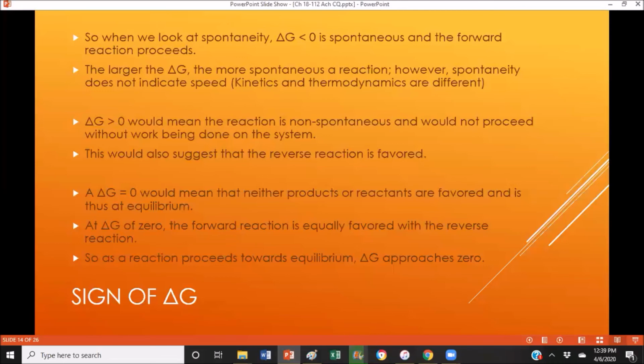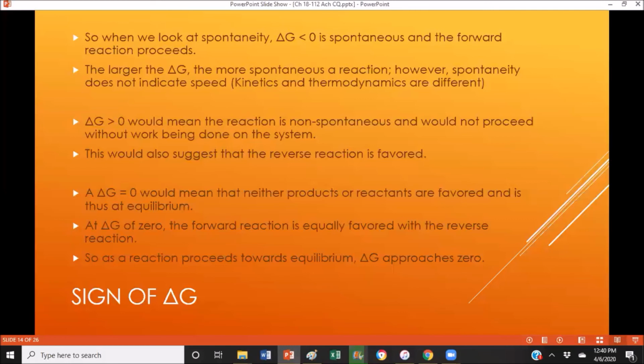Now the opposite, if delta G is positive, a big positive number, this is a non-spontaneous reaction. So it does not want to go forward. It means the reverse reaction would proceed without work being done. So for example, a weak acid will not dissociate very much unless you do some work, like add a base. If you add a base, it suddenly will become spontaneous. But will acetic acid naturally dissociate to the products? No, not very much, not based on the delta G.